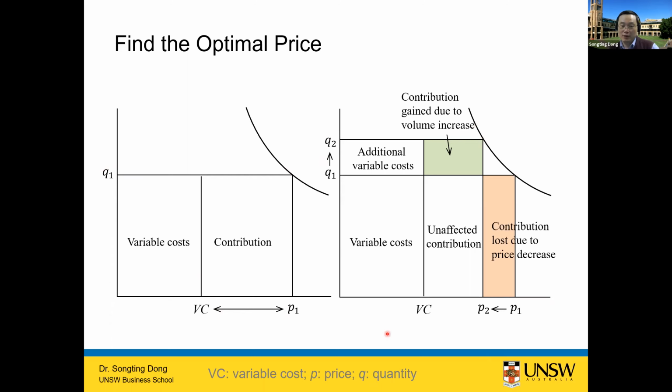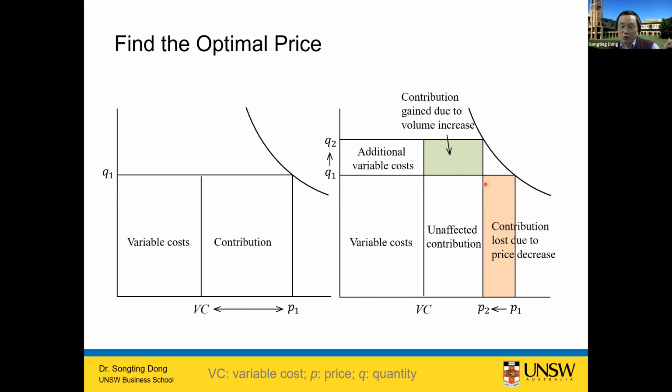The total cost is over here. Yes, you used to have this part as variable cost, but since you have more quantity, you are going to have additional variable cost, right? At the same time, you will have this part as a new contribution. Compared to the older part, the white part is not affected. The green part is an increase in contribution due to the increase in demand, right?